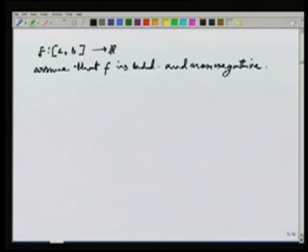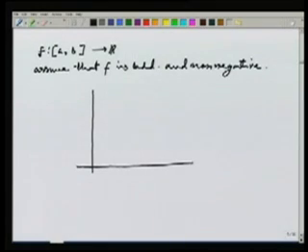Okay. Let us assume that I can draw the graph of the function f. So these are the axes. This is my interval a, b. Let us say the function looks like this, a very simple kind of function I have taken.